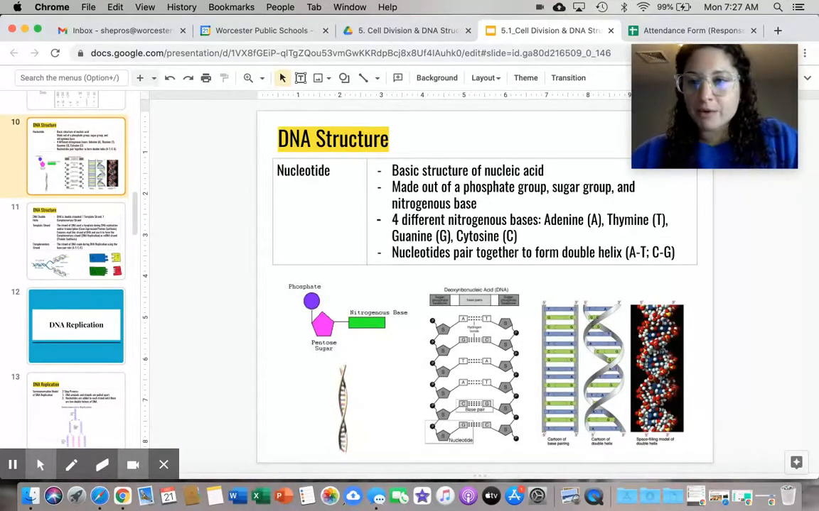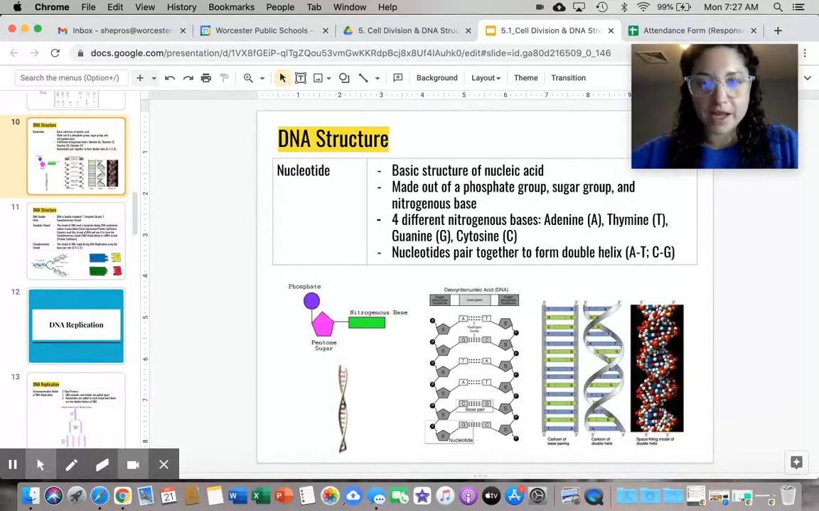I remember which ones will pair together based off of how you draw the letter. So when you draw an A or a T, like right here, they're both drawn with straight lines. That's why they pair together. Scientifically, that's not why, but just to help you remember. So A and T pair together because they're drawn with straight lines. C and G will pair together because they're both drawn with curved lines.